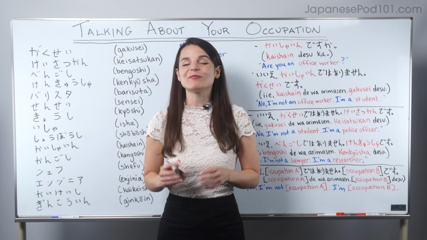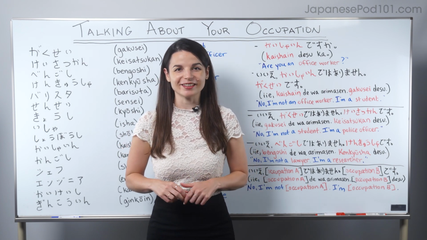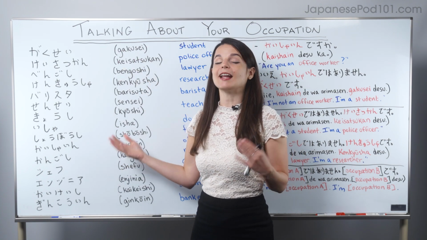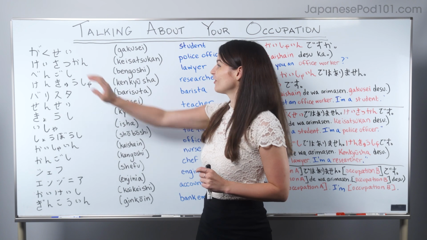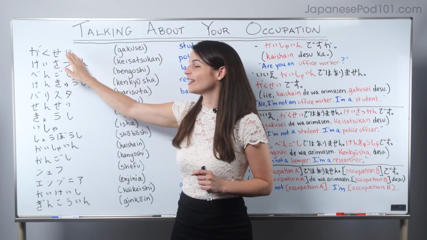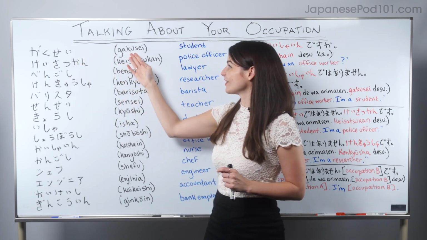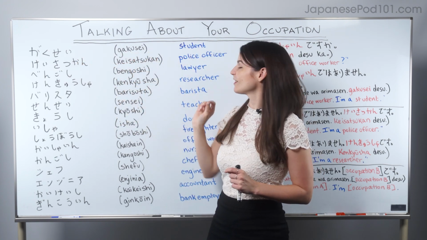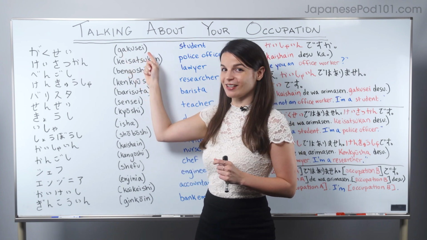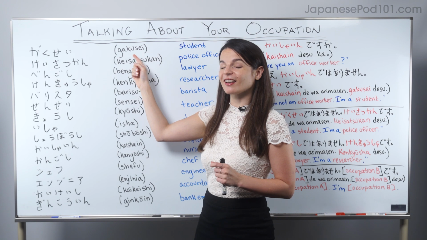Okay, let's begin by looking at the vocabulary for this lesson. Let's start over here. Let's go down the list and take a look at each word and how to pronounce it naturally. First is 学生. This word, 学生, means student. A pronunciation point about this word: the U sound is very, very quick and soft.